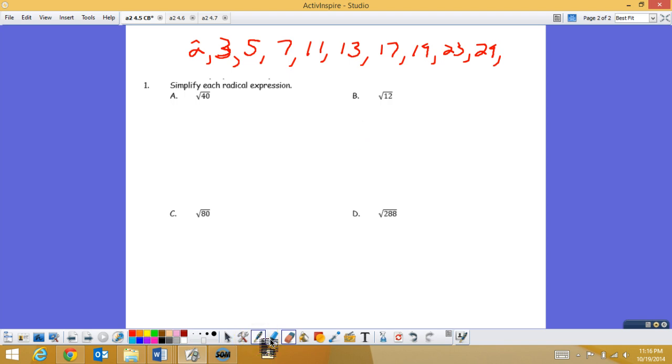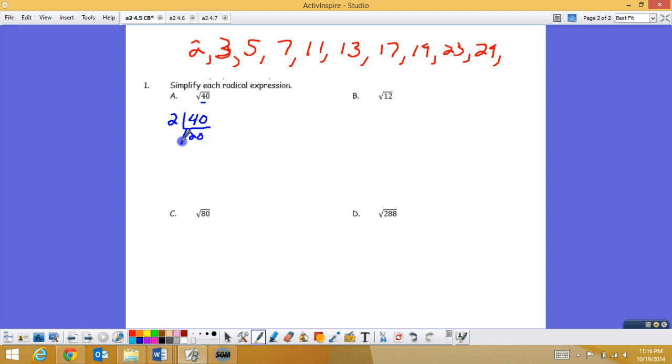And the method I like to use for this I call upside down division. You might have used factor trees for these before, but we're just going to do upside down division to these numbers underneath. So we're going to do 40 first. What I do is start with the 40, and I start with the smaller prime number and work my way up. So if a number is even, I keep dividing by 2 until it's no longer even.